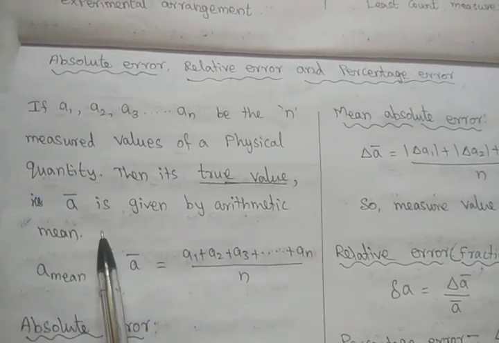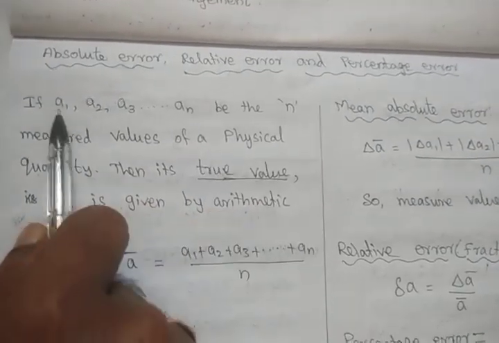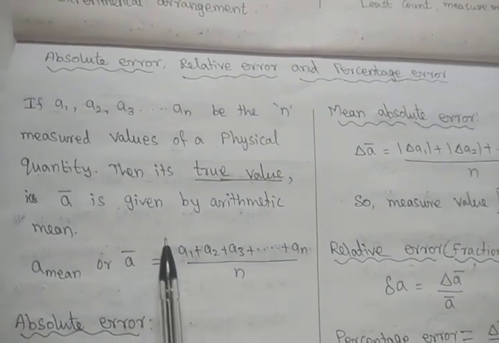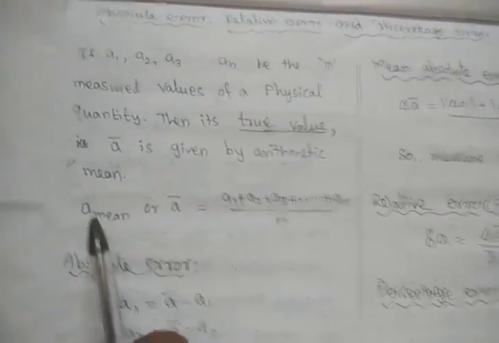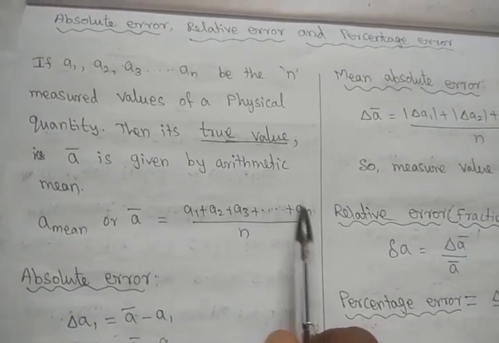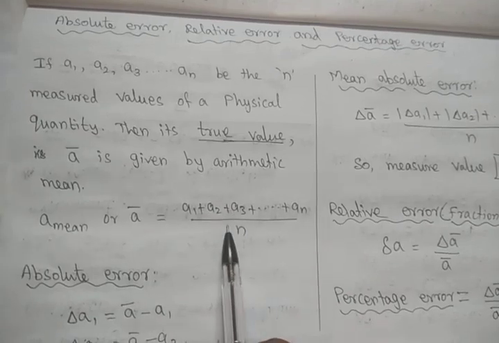So the arithmetic mean of the individual observations, individual measurements, is called the true value of this measurement. So true value or the mean value is equal to the sum of all the measurements divided by the total readings taken.